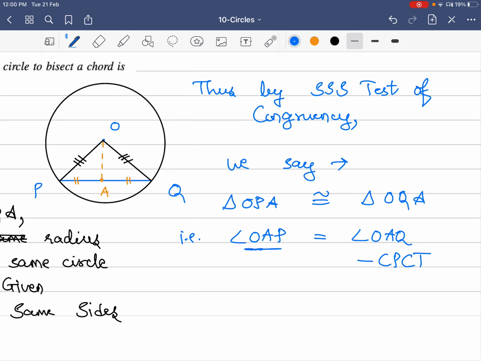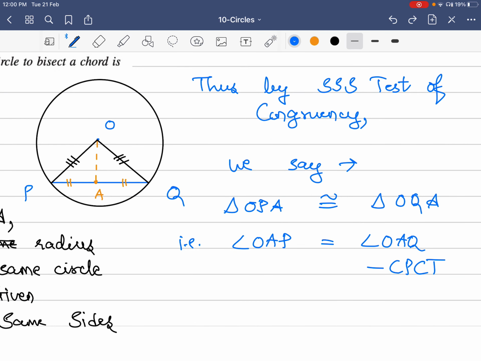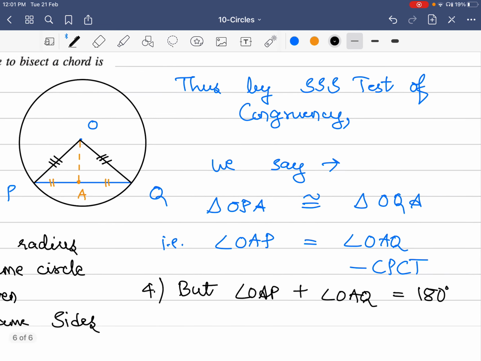So once we know that this angle is equal to this angle because corresponding parts of congruent triangles, then we know that these two angles, let's try to zoom in, this angle and this angle, their summation is equal to 180 degree. Why so? Because it's a straight angle. That's a property of straight angles. So we have point number 4, angle OAP plus angle OAQ is equal to 180 degree. Okay, why? Because these are straight angles.